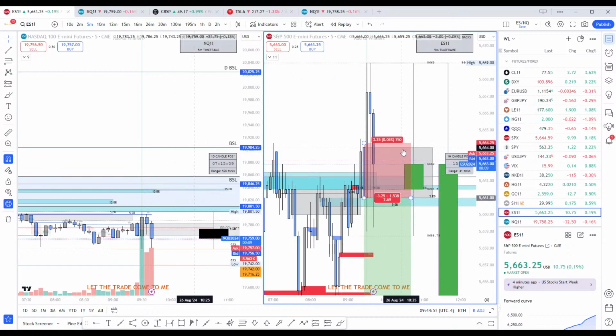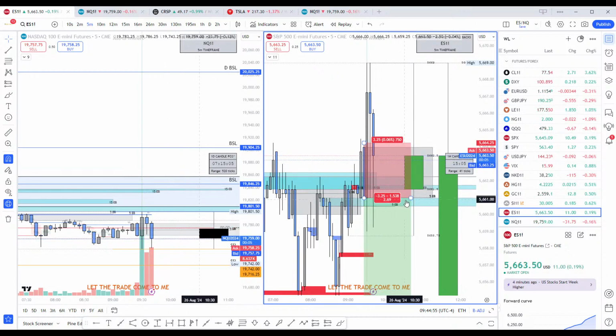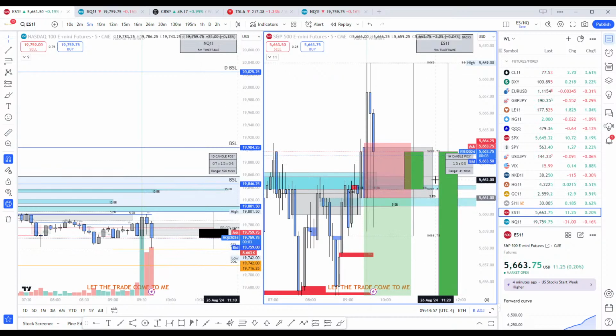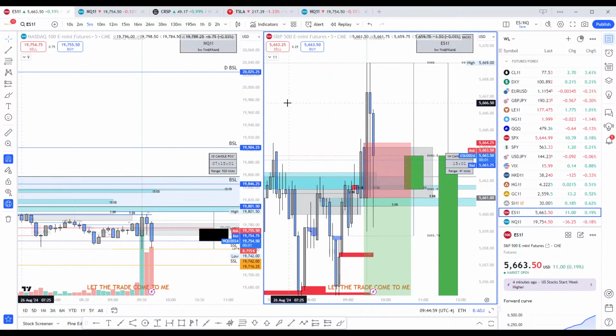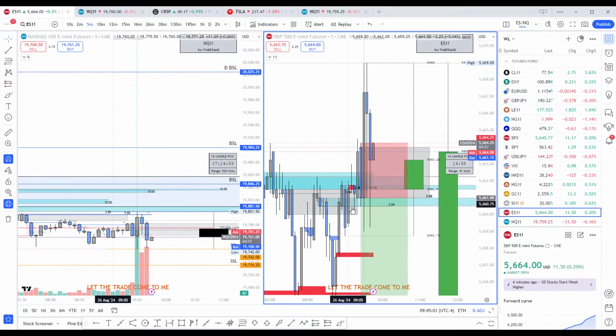Got to be patient here. So far, buyers are in fact still holding up the 5-minute equilibrium block, and we're still extremely bullish on ES. NQ just flipped back bearish. ES is still technically speaking bullish.